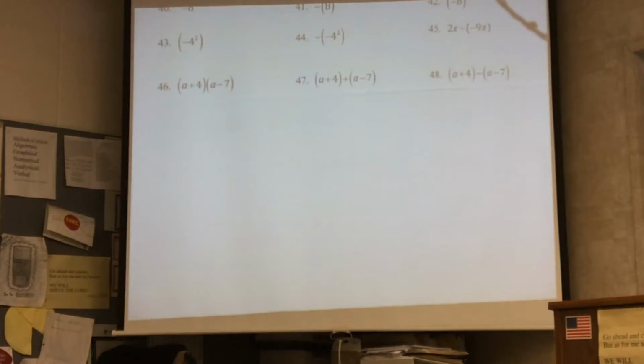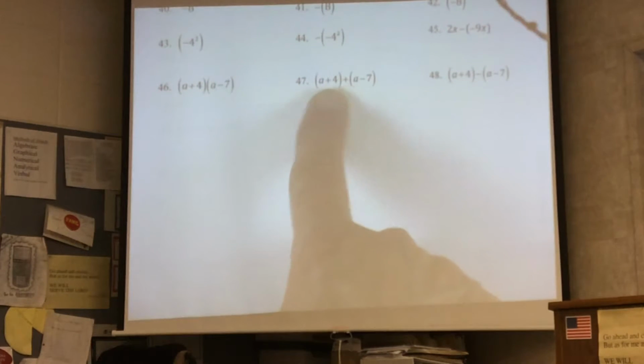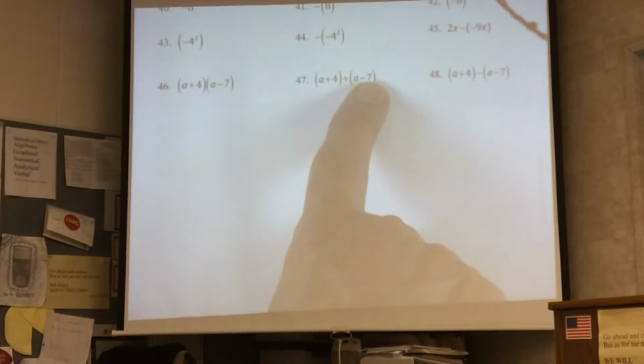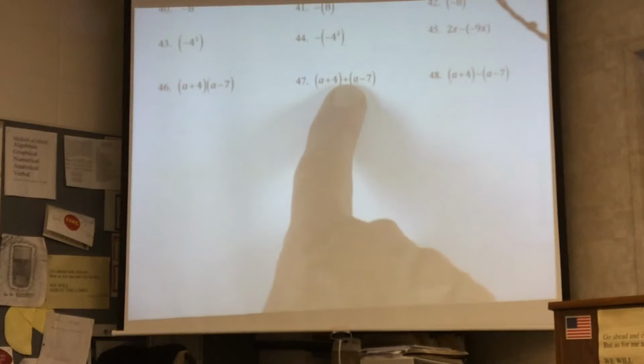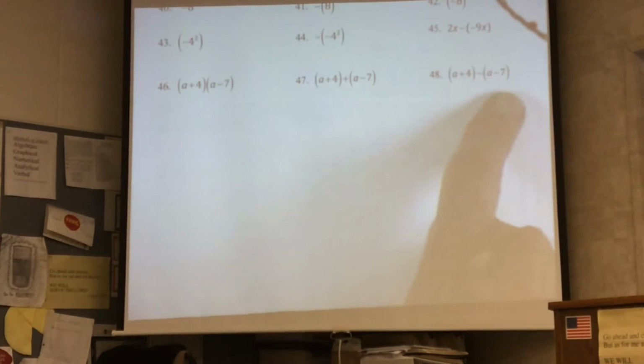No. Answer, no. What do we have here? Can you get that quickly? Adding and subtracting. Final answer? What do you think, MJ? 2a minus 3. Very good, sir. I'll just cut 2a minus 3. Bingo, right there. 48.